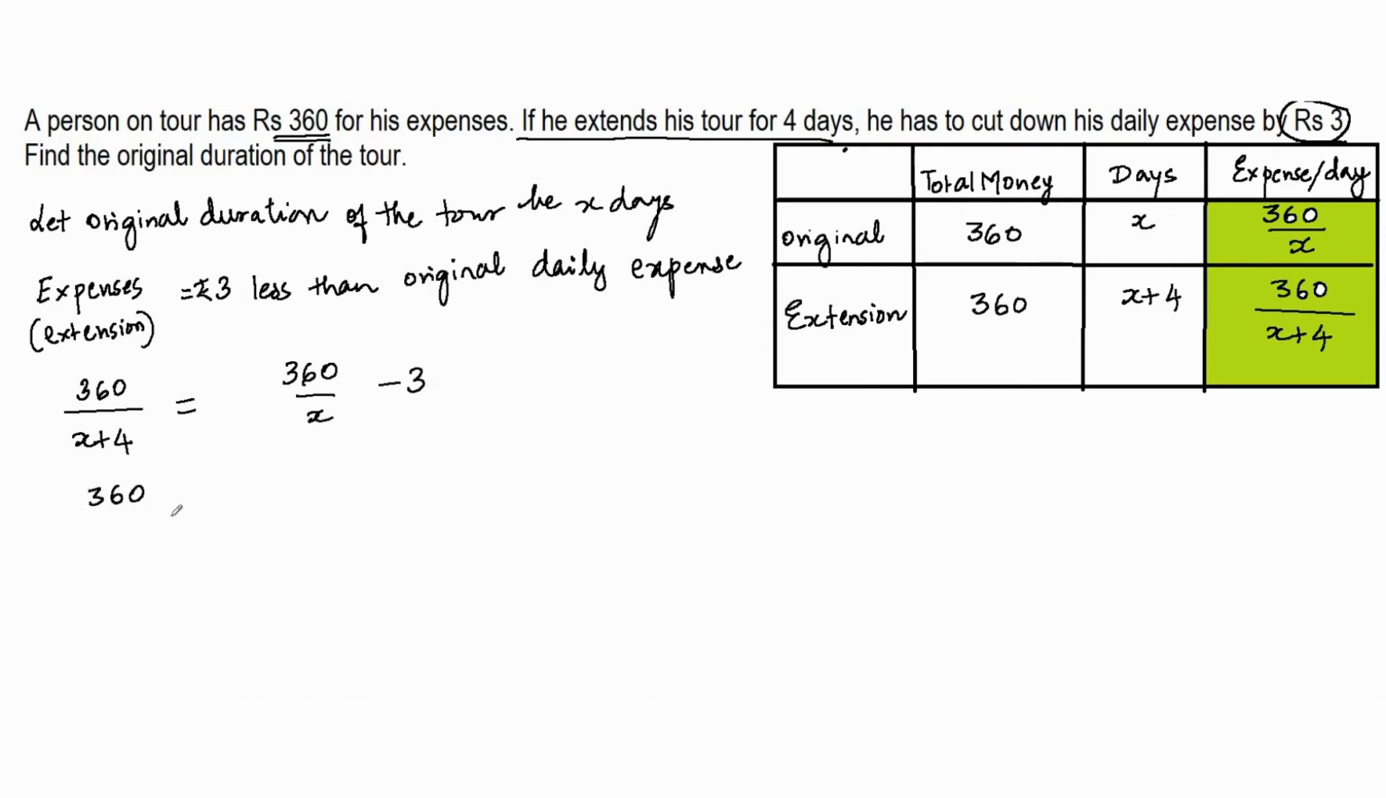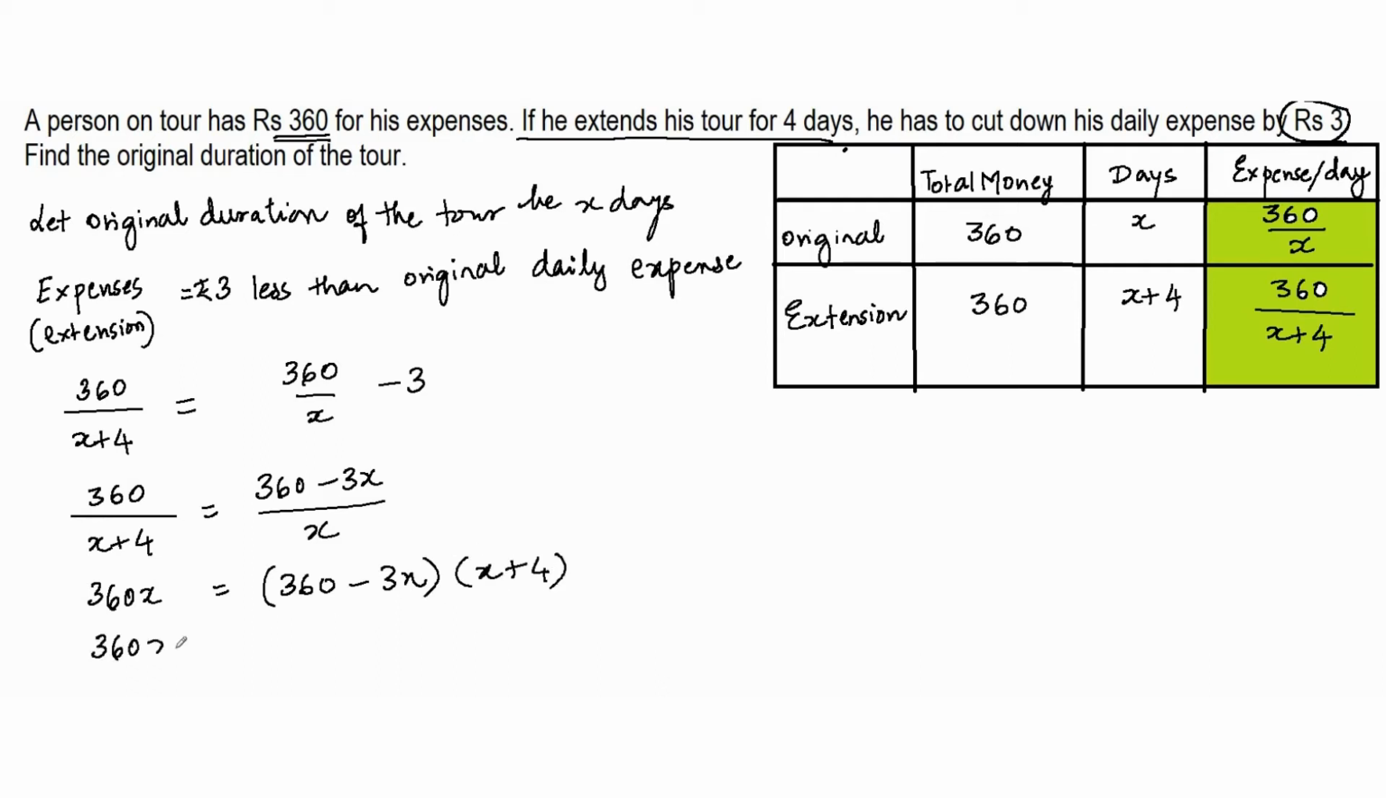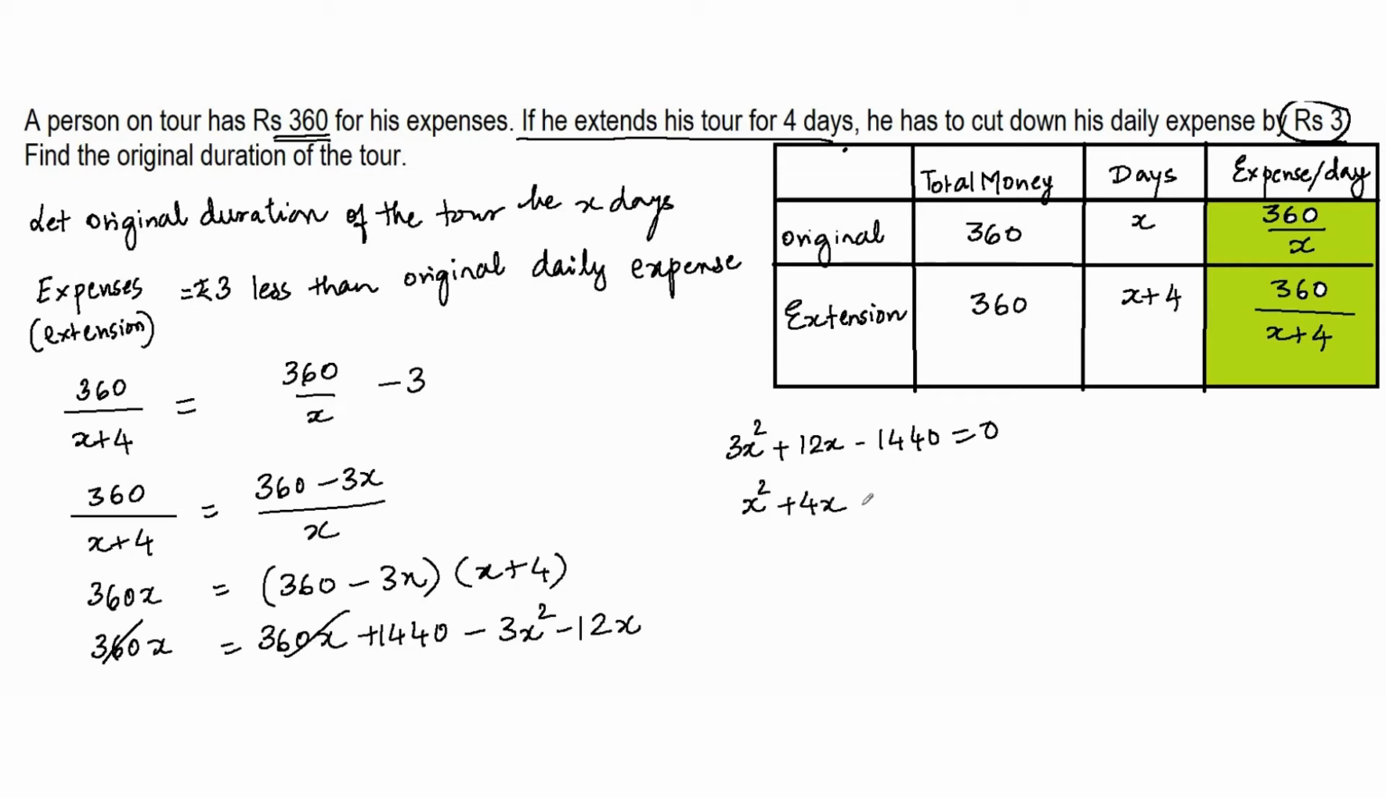And therefore I can now find the LCM on the right hand side. So this becomes 360 minus 3x upon x. Cross multiplication leads to 360x is equal to 360 minus 3x times x plus 4. Opening up the brackets, I get 360x is 360x plus 1440 minus 3x square minus 12x. 360x cancels, and therefore I get 3x square plus 12x minus 1440 is equal to 0. Everything is divisible by 3, so this becomes x square plus 4x minus 480 is equal to 0.